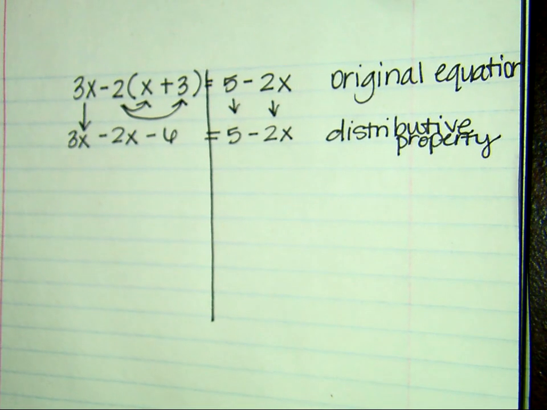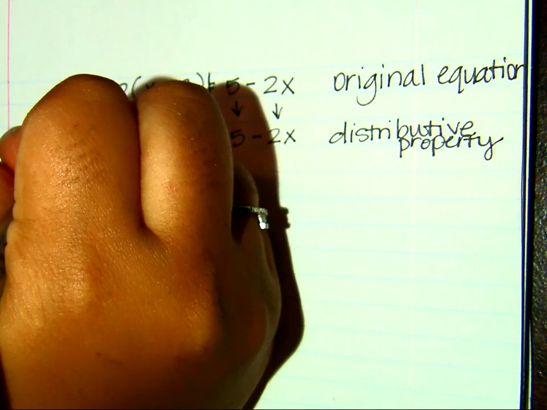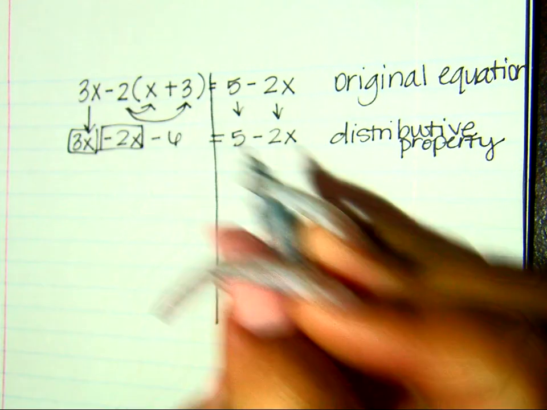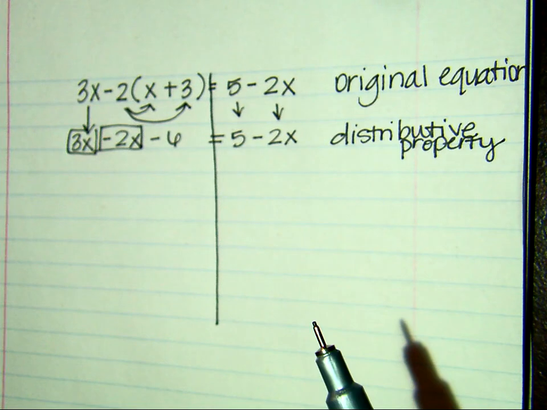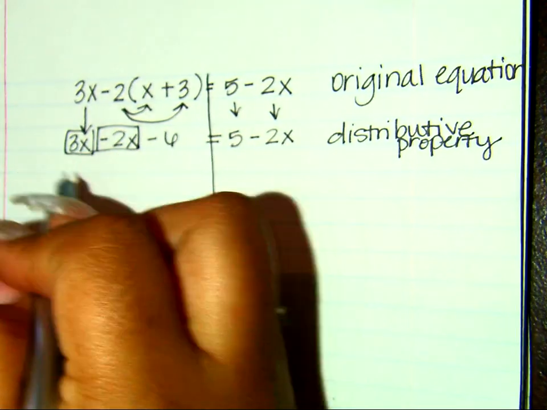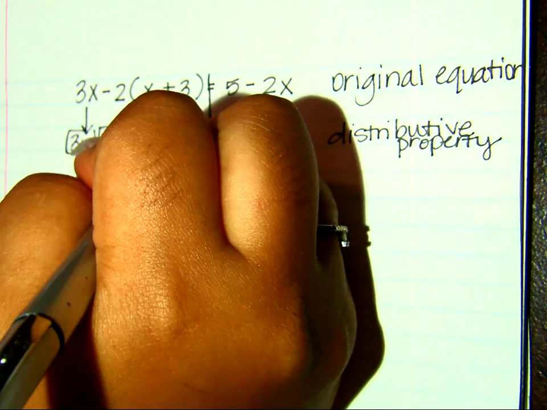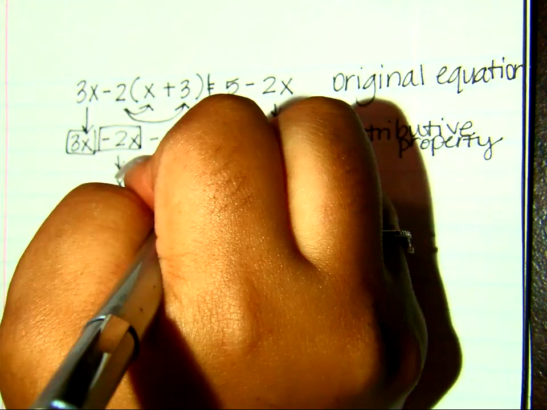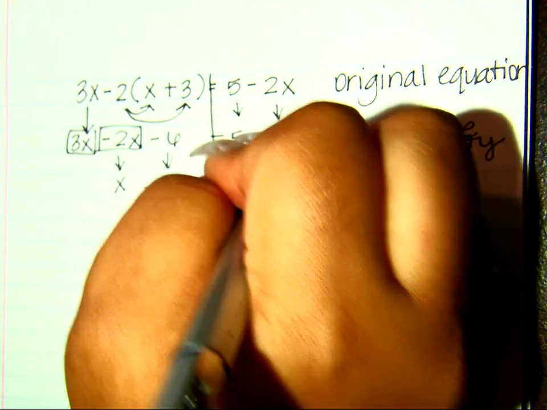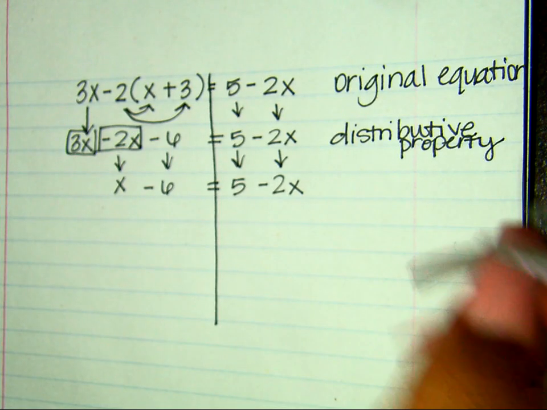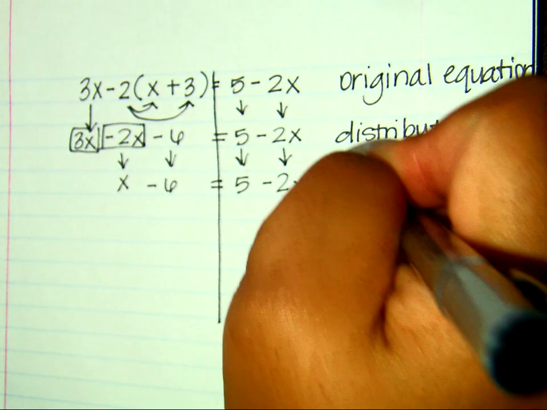Alright, so the next thing we're going to do is combine like terms. 3x and -2x can be combined. We cannot combine the -6 because it does not have a variable. So 3x minus 2x is just x, is 1x. And then I'm going to bring down my -6 and bring down other terms that I did not use. So we combined like terms.